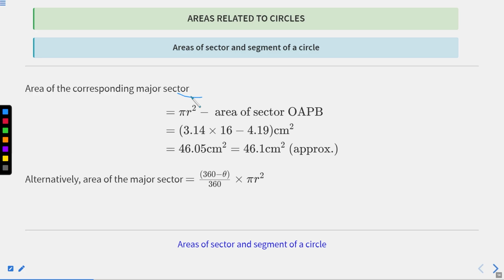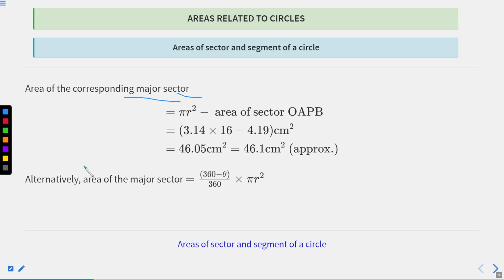If we calculate it, then you will get 46.05 centimeter square, and this is approximately equal to 46.1 centimeter square. So the area of the corresponding major sector is equal to 46.1 centimeter square.